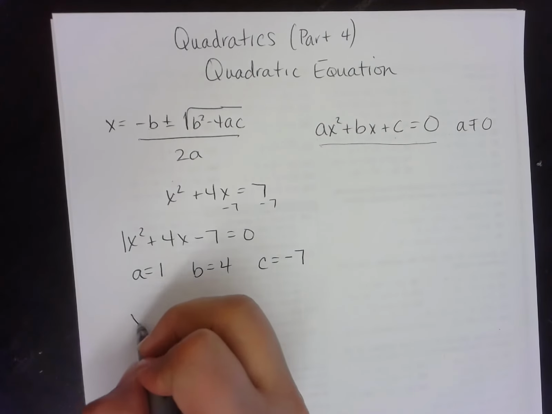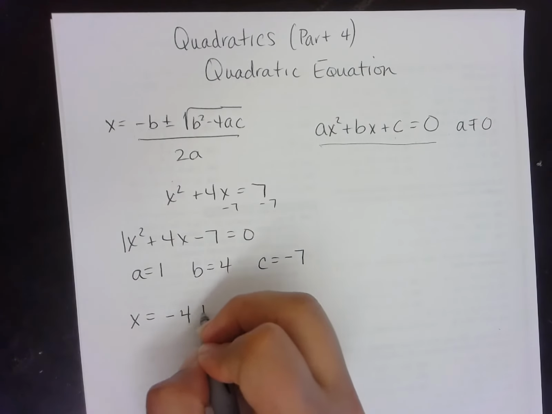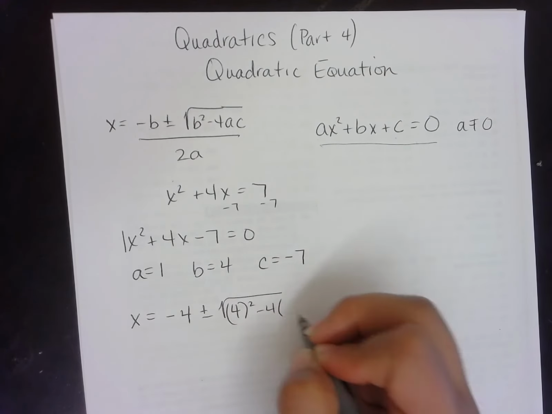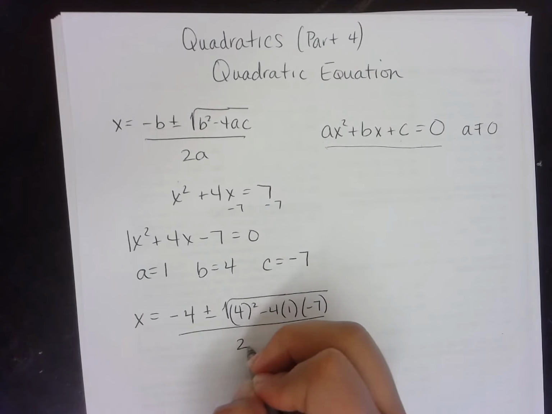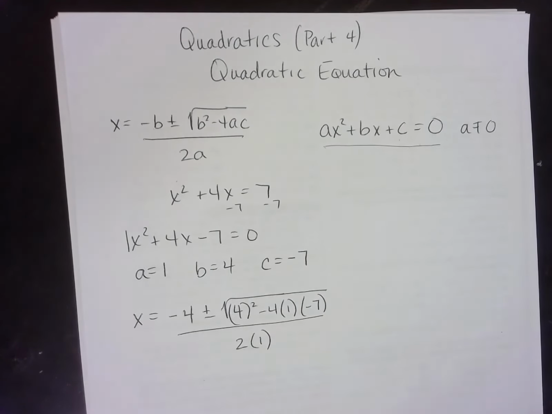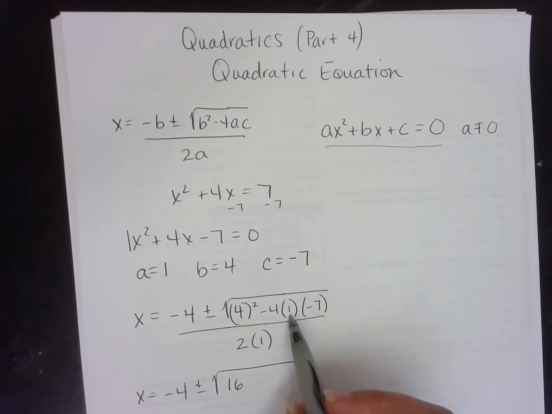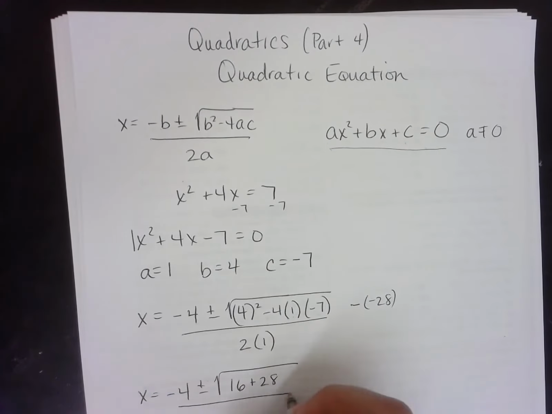Okay. So now I have x is equal to negative b, so b is positive 4, so I have negative 4 plus or minus the square root of 4 squared, that's b, minus 4 times a is 1 times c is negative 7, all over 2a, which is 2 times 1. That leaves me with x equals negative 4 plus or minus the square root of 16. And then I have minus 4 times 1, which is 4, times negative 7, which is negative 28. So I have minus negative 28, which gives me actually plus 28, over 2.